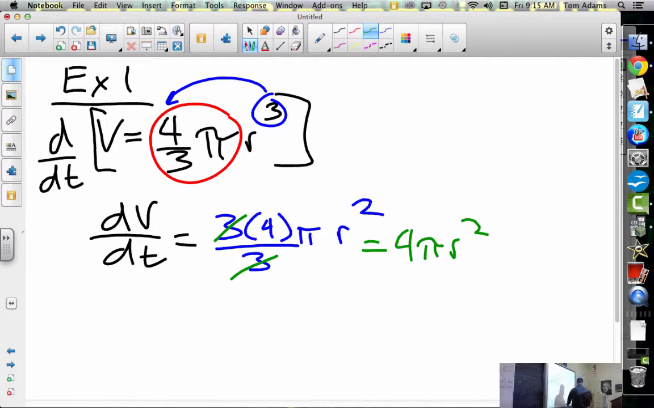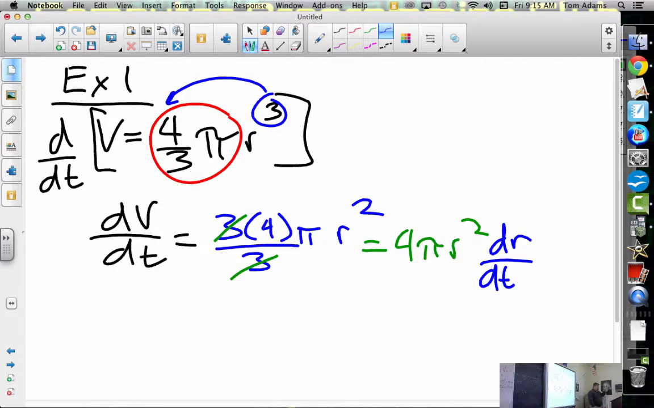Now, I don't know if you guys remember that. Does anybody know what that formula is off the top of your head? Take a guess. Anybody? I think it's the surface area of a sphere, isn't it? Yeah. So that's not an accident. All right. But we took the derivative with respect to t, so I've got to tack on dr/dt.